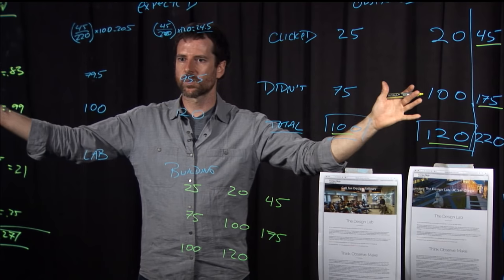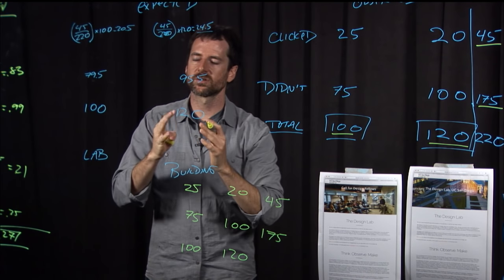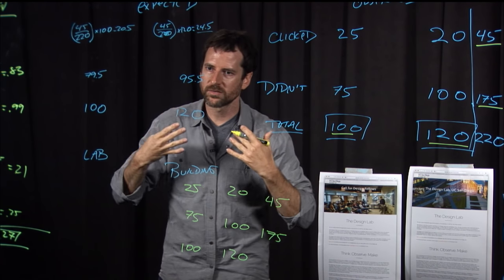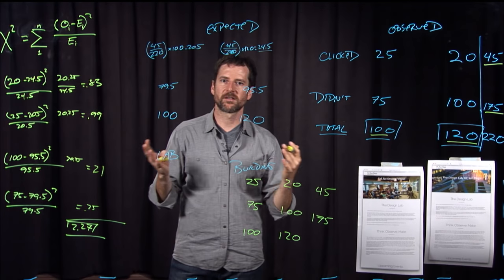So that's the chi-squared test in a nutshell. When you see controlled experiments on the web, you know that this is the basic machinery that's under the hood.